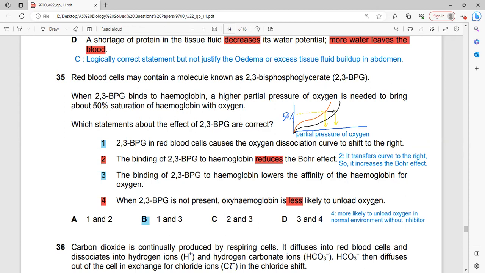So whenever the oxyhemoglobin reaches the body tissue, there is a high concentration of carbon dioxide and a low partial pressure of oxygen, so loading will be high. But here it's written less, so this is the wrong word. So our correct option is 1 and 3. So B is our correct option here.